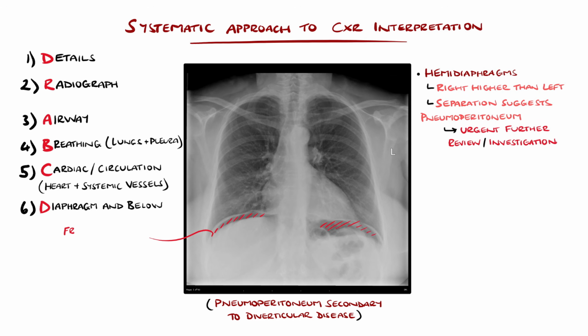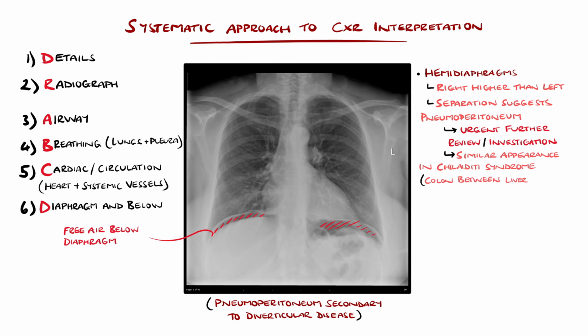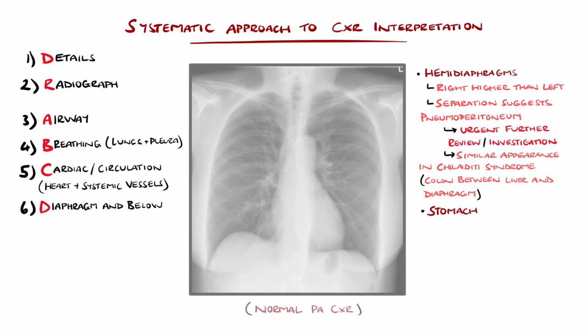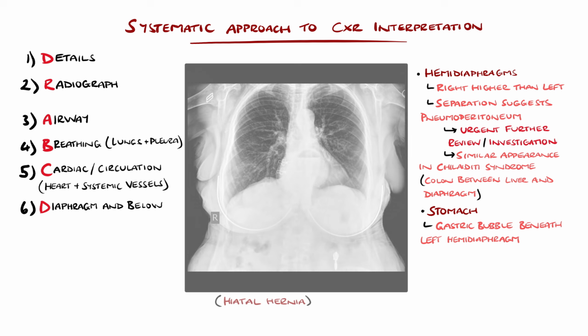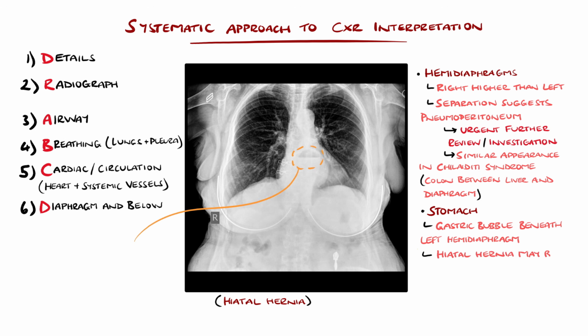Sometimes this finding can be due to Chilaiditi syndrome, where the colon sits between the diaphragm and liver, but seeing this finding on an X-ray suggests a perforation until proven otherwise. Under the left hemidiaphragm sits the stomach, typically highlighted by the gastric bubble. A hiatus hernia, where the stomach herniates through the diaphragm, may be seen, and you may also be able to see renal or gallbladder calculi.